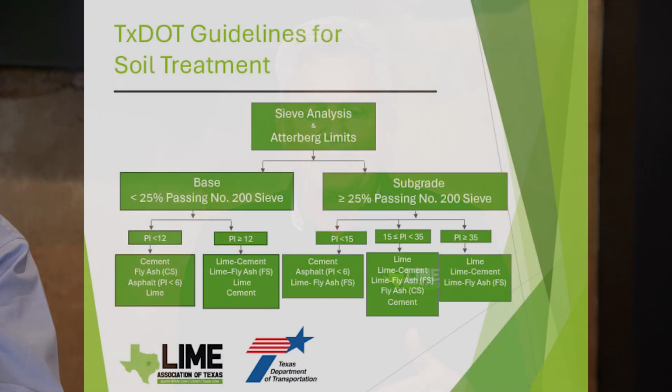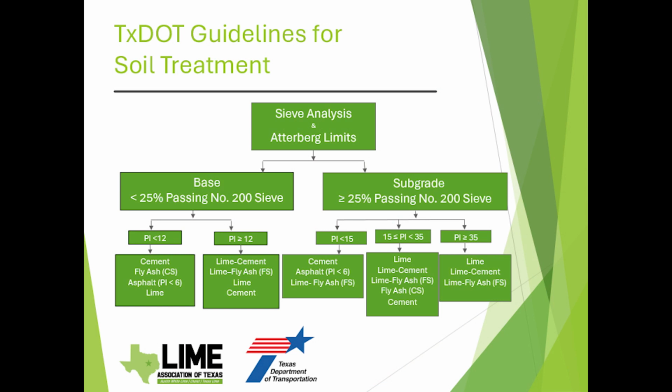It's got some clay contamination in it. So that's when you'll typically see lime used. But otherwise, you're going to see things like cement, fly ash, or even asphalt. If you use asphalt, stabilized base is very common when you have low PI materials.